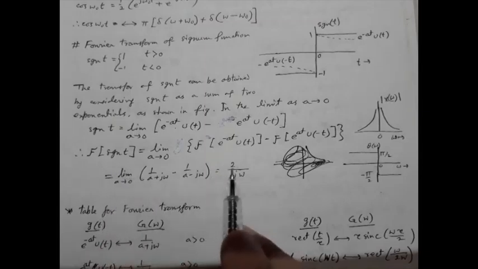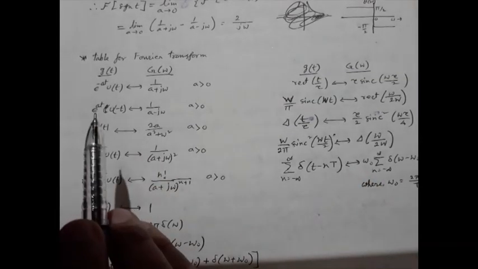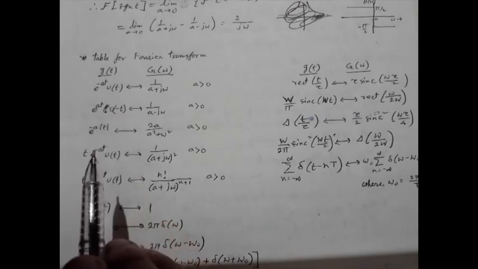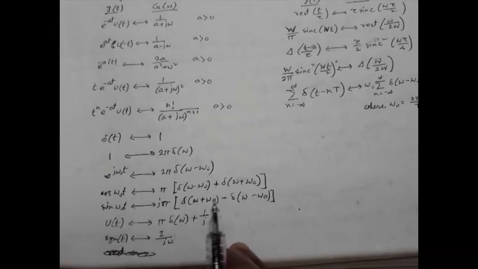And the Fourier transform is 2 by j omega. Now let us consider a few common Fourier transform pairs that we are going to use very occasionally. So this one is delta t, whose Fourier transform is 1. cos omega 0 t is this, sin omega 0 t is this.